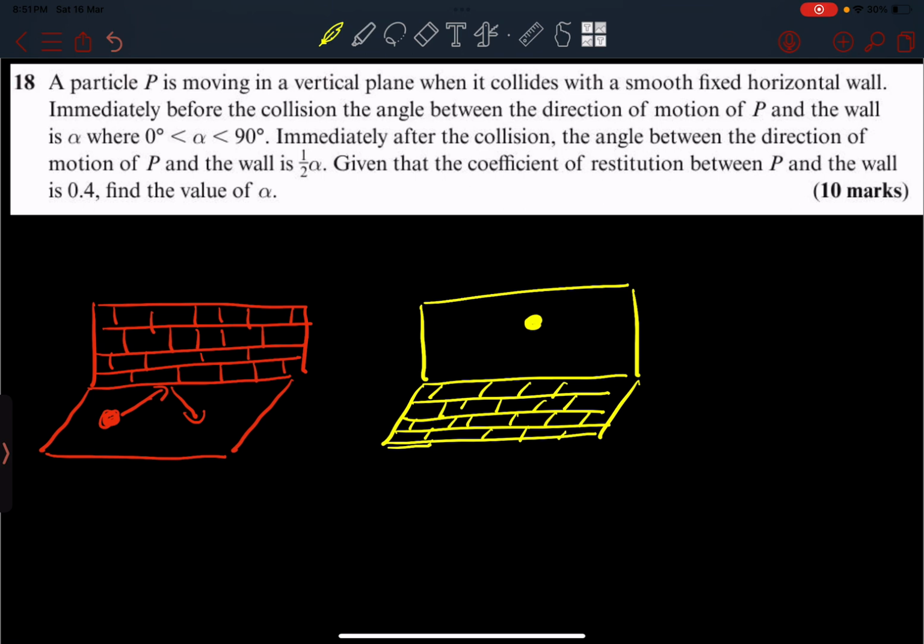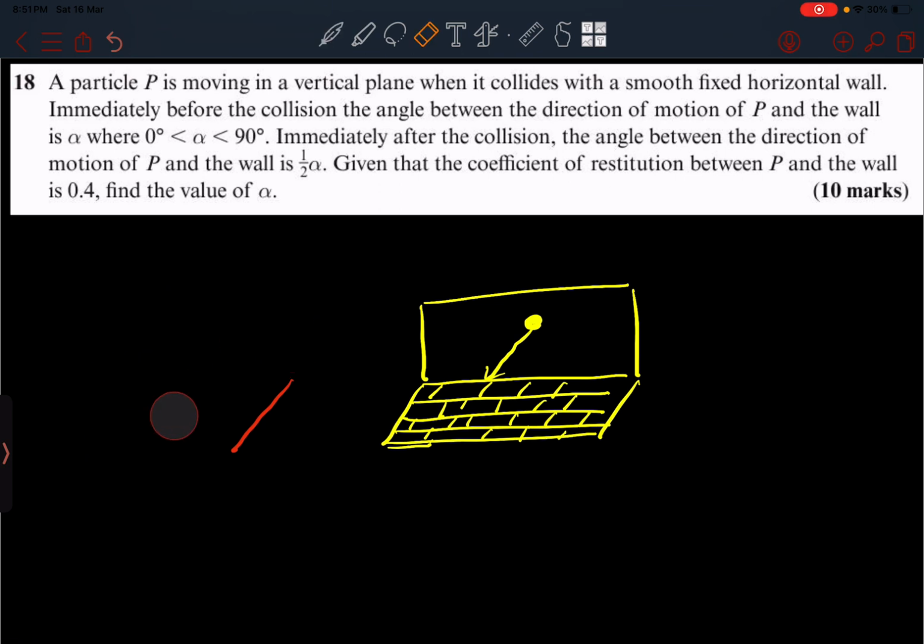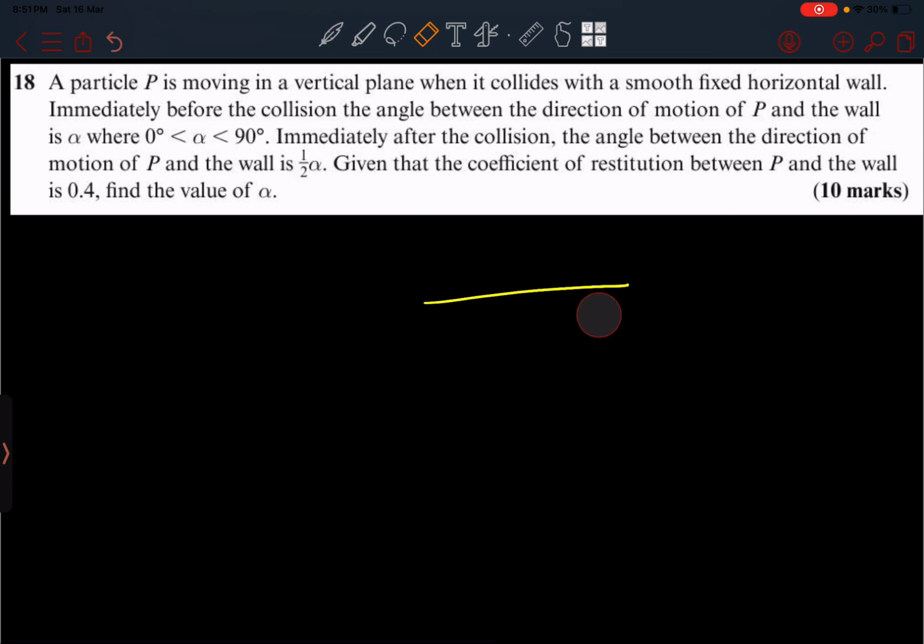So it's pretty much the same idea, nothing different. It's just that instead of a smooth vertical wall, this time we've got a horizontal wall. So everything remains the same. It's pretty much the same idea. So what we're going to do is use the same technique. So please don't be put off by the change in wording.